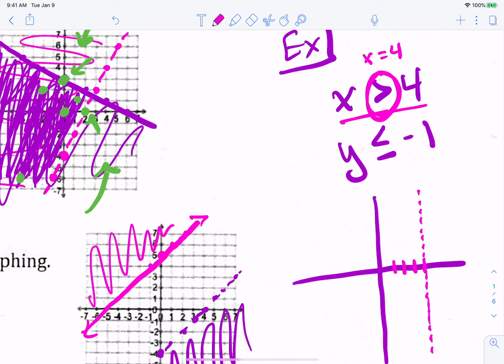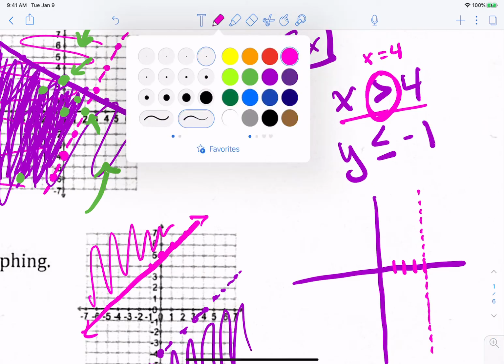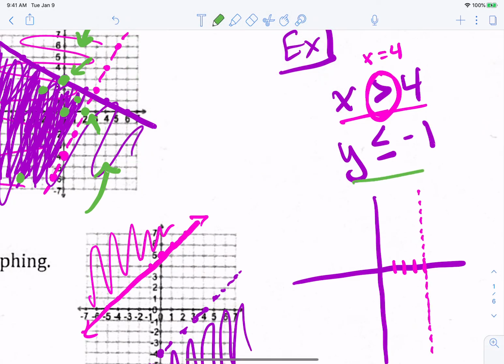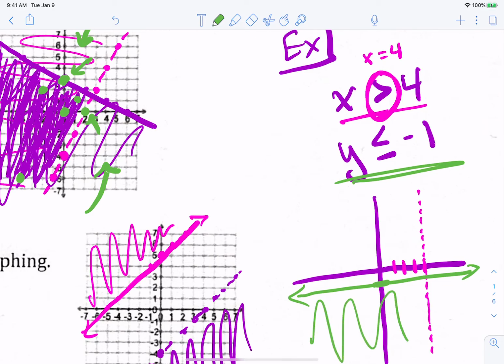Remember that x equals 4 is a vertical line, which is opposite of what you sometimes think, because the y-axis goes up and down, but x equals 4 actually goes straight up and down. Y is less than or equal to -1. I'll do that one in green. So I go to -1 on the y, and it is a horizontal line, solid, right? Oh, shoot, I forgot to shade. Y is less than or equal to -1, so that's below.